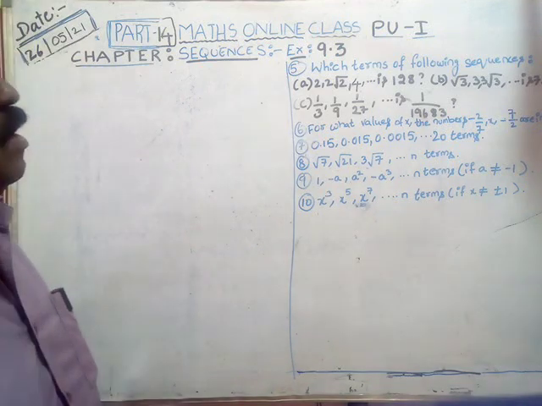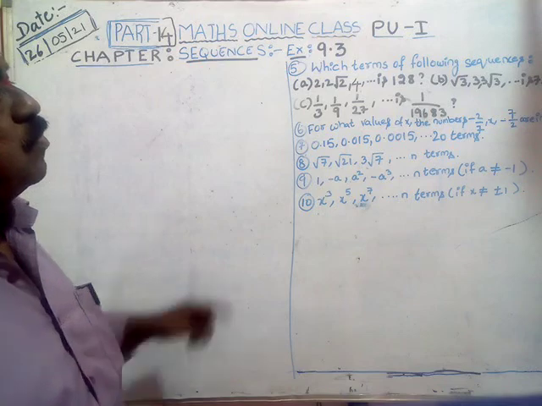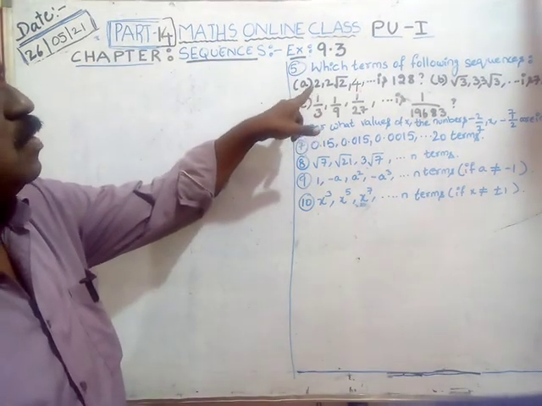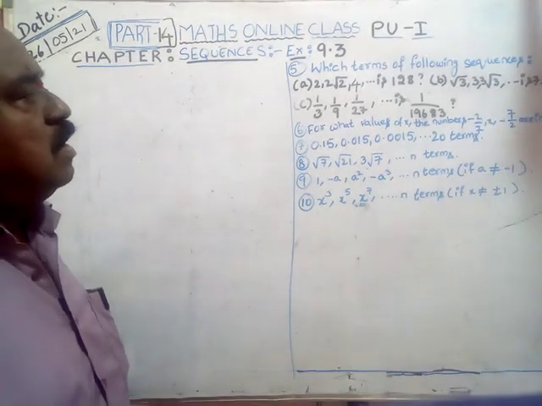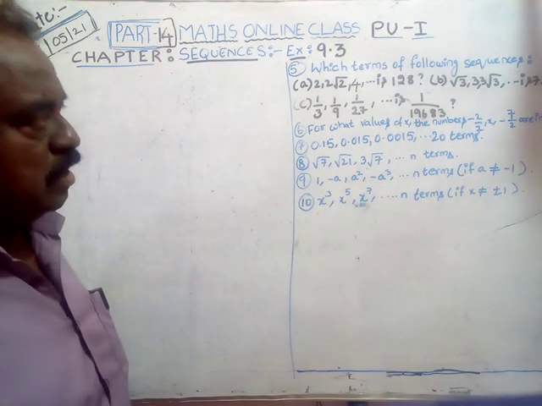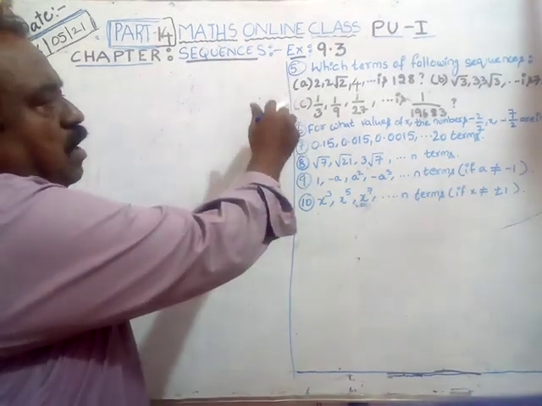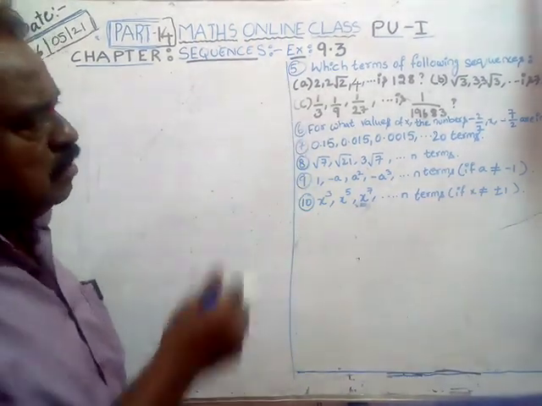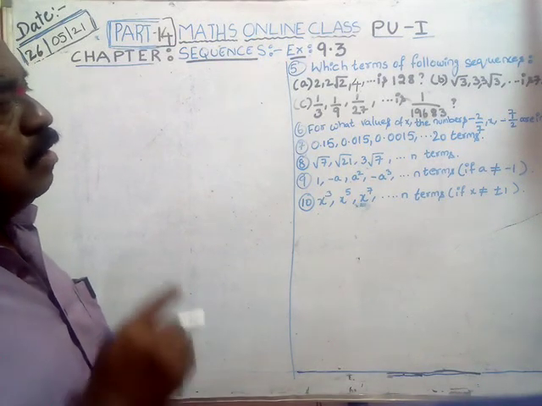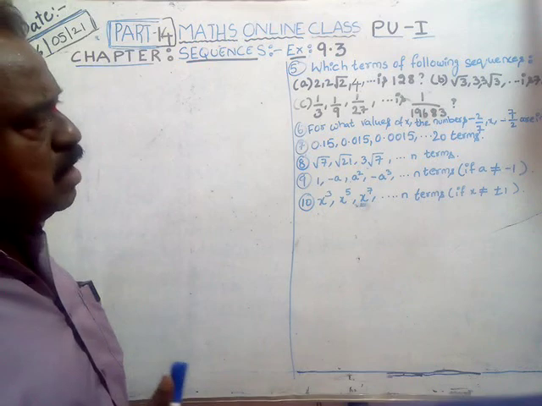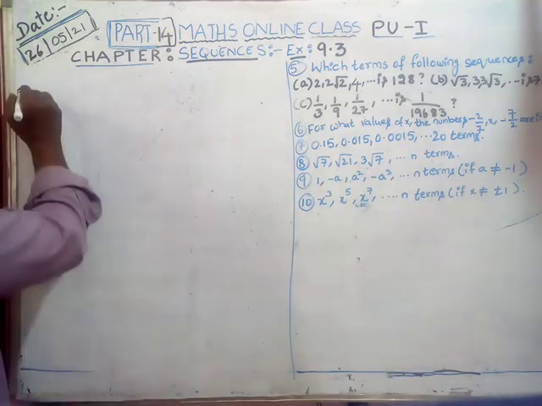Which term of the following sequences is: 2, 2 root 2, 4, ..., 128? In this question, A, B, C are not options, they are the first, second and third problems. Three problems are given. The number 128 is which term? That is the question. Okay, now the solution.